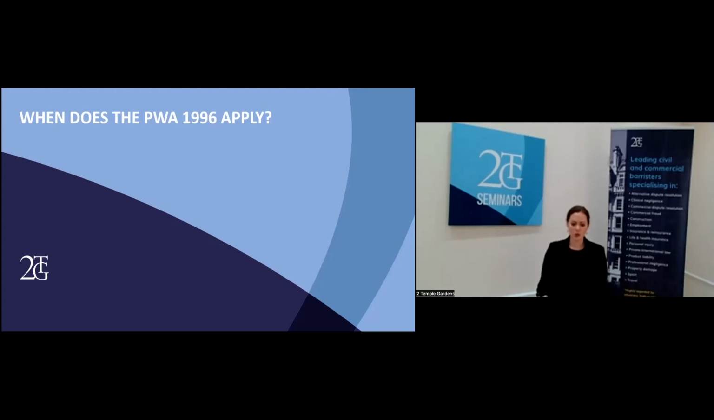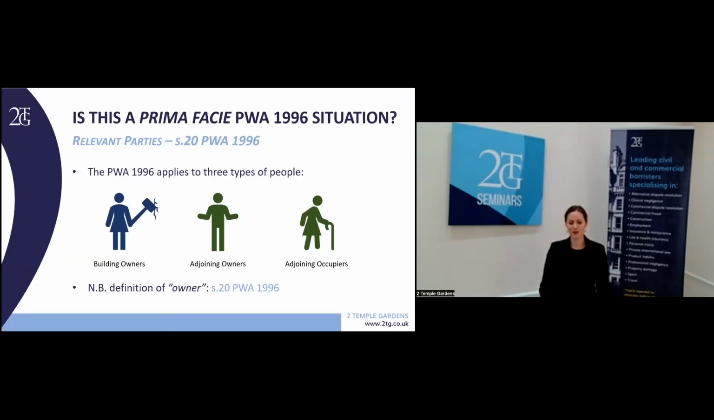Now, we're not going to dwell on either element in too much detail today because they're both set out comprehensively in the Act itself. But I'll try to give you a flavour to orientate you in the Act if you're not familiar with it. So, first question first. Is this prima facie a statutory case? Step one is considering who is involved.